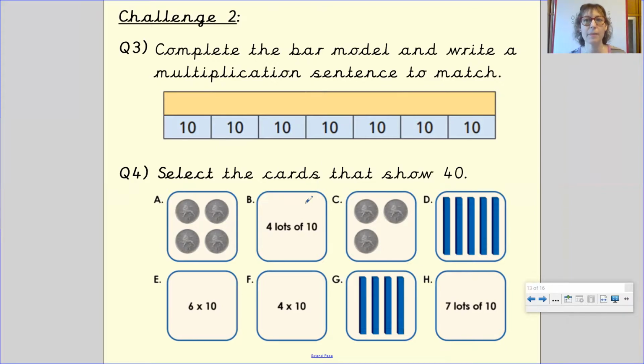so there's more than one. I'm not telling you how many there are, but there's more than one that show 40. Okay, and that might be 40p with the coins. But which cards show 40? Okay, I'm not going to tell you how many there are, but there is more than one.